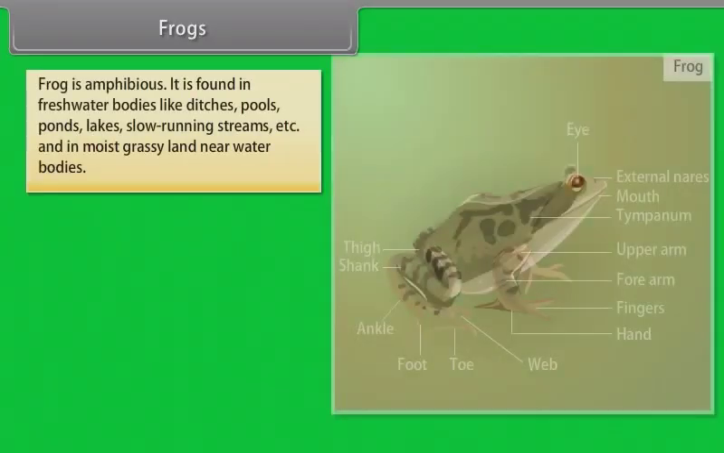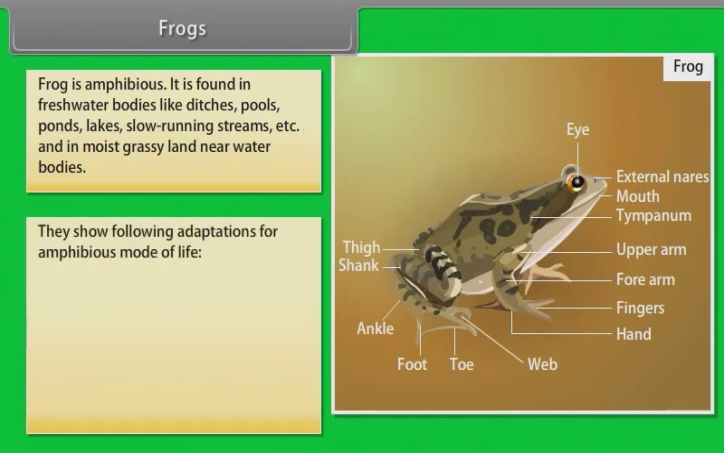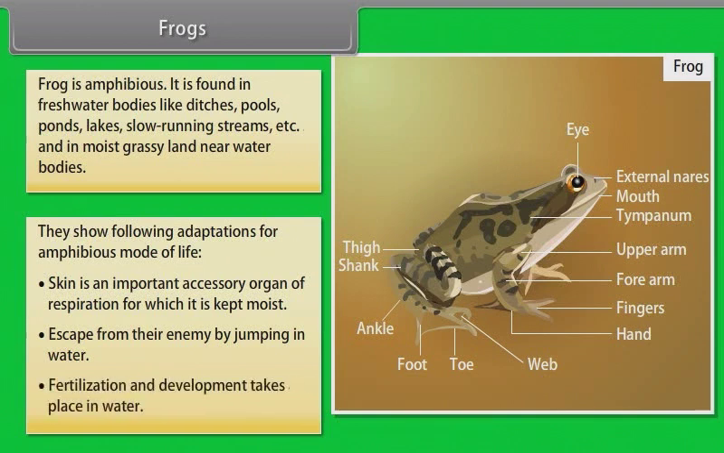Frogs. Frog is amphibious. It is found in freshwater bodies like ditches, pools, ponds, lakes, slow-running streams, etc., and in moist grassy land near water bodies. They show the following adaptations for an amphibious mode of life. Skin is an important accessory organ of respiration, for which it is kept moist. They escape from their enemy by jumping in water. Fertilization and development take place in water.